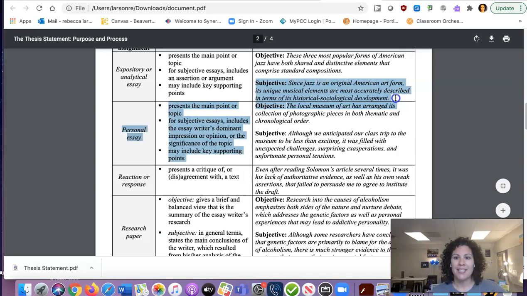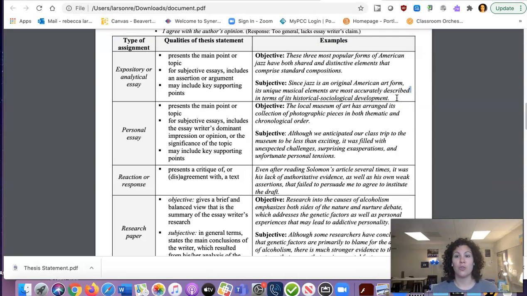So you might say something like, since jazz is an original American art form, its unique musical elements are more accurately described in terms of its historical, sociological development. So I know kind of that's where you're going with it, right? You're going to be explaining this.